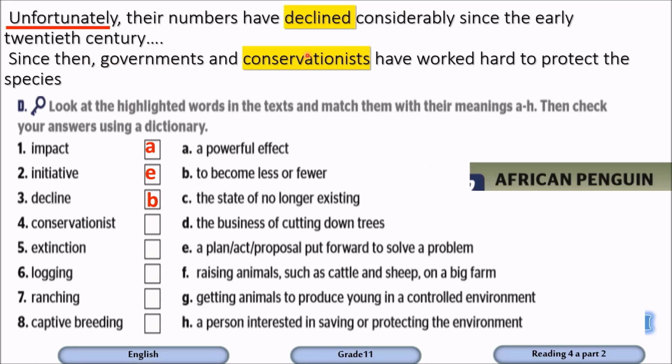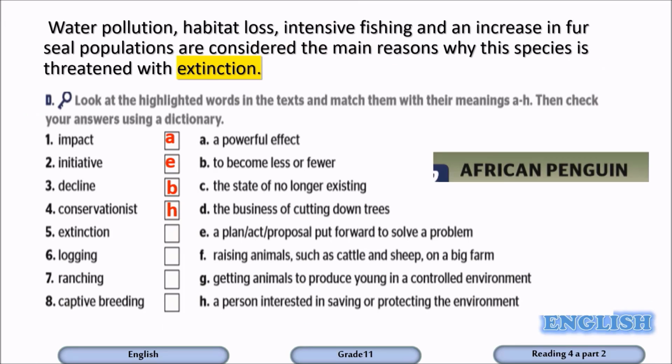Since then, governments and conservationists have worked hard to protect the species. So as we can see here, we have organizations that have been working hard to protect the species. Very good. So have worked hard to protect can help me identify who conservationists are. So the answer is H, a person who is interested in saving or protecting the environment.